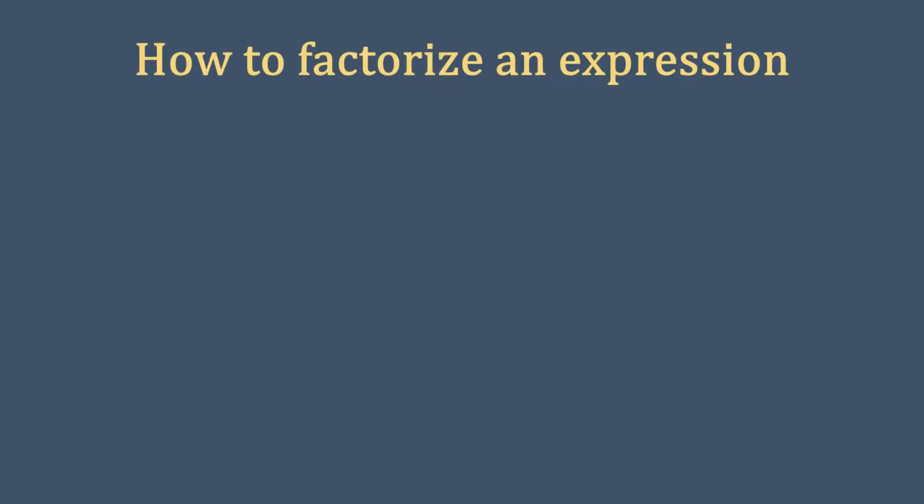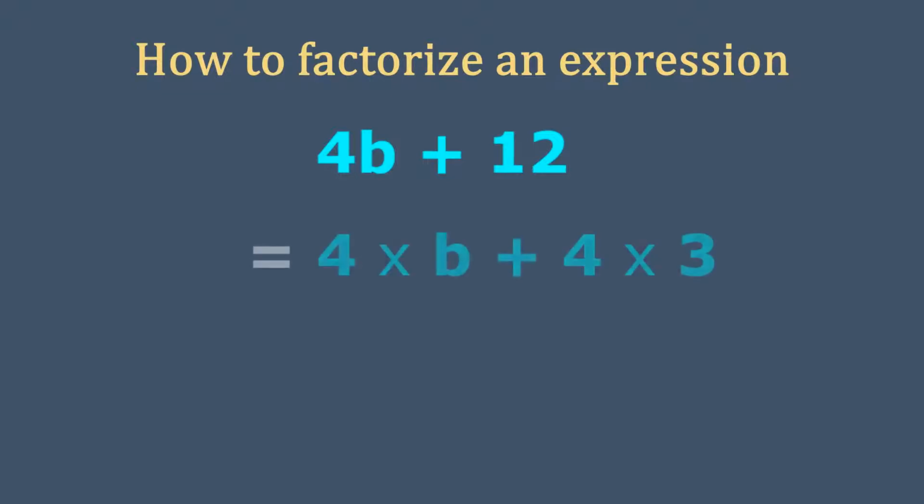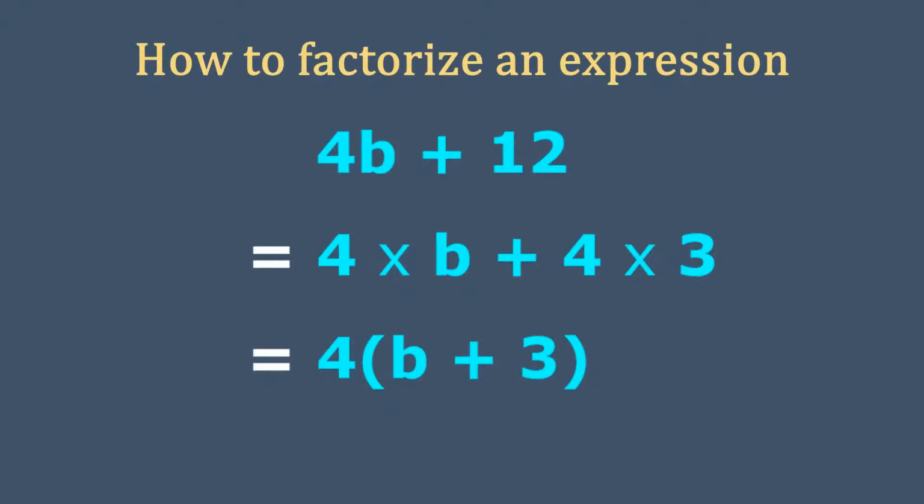In this expression, 4b plus 12, 4 is a common factor of both 4b and 12, because both can be divided by 4. Divide each by 4 to find the remaining factors of each part. These go inside the parenthesis. Simplify the expression by placing the common factor, 4, outside a parenthesis. The other two factors, b plus 3, are placed inside the parenthesis.